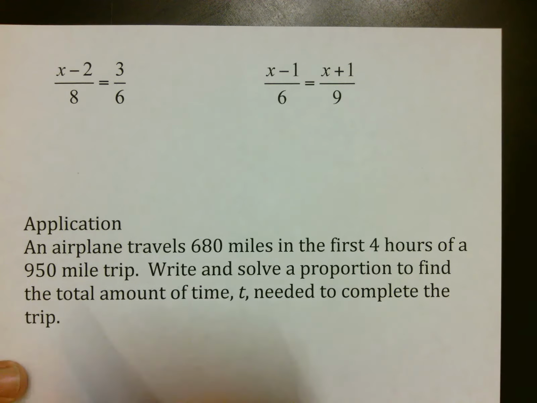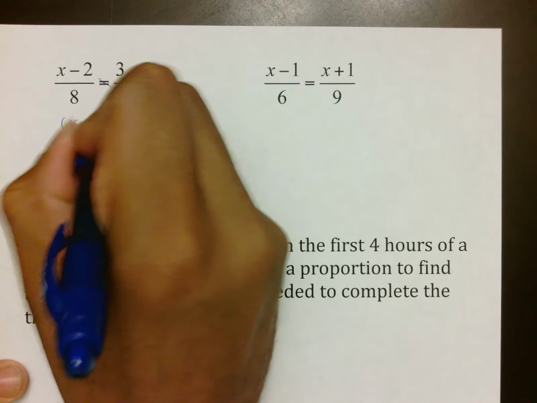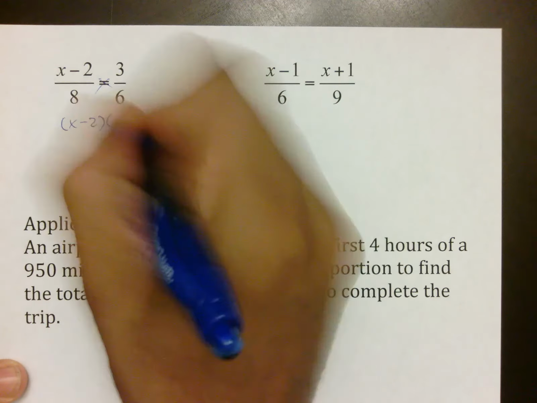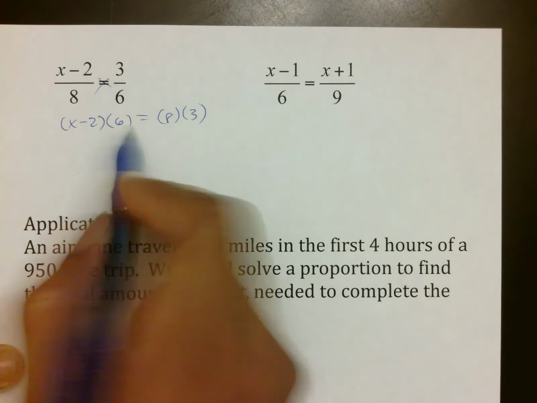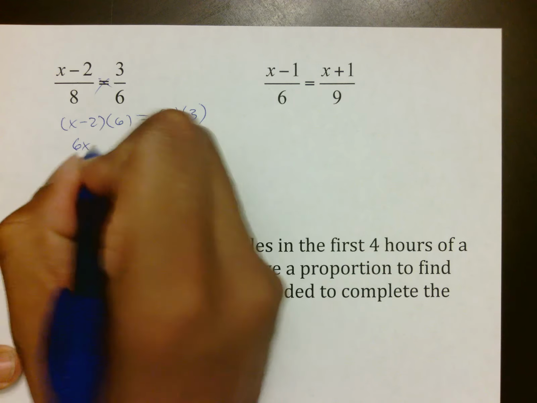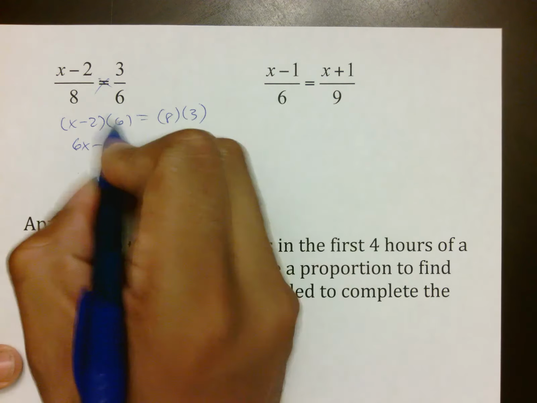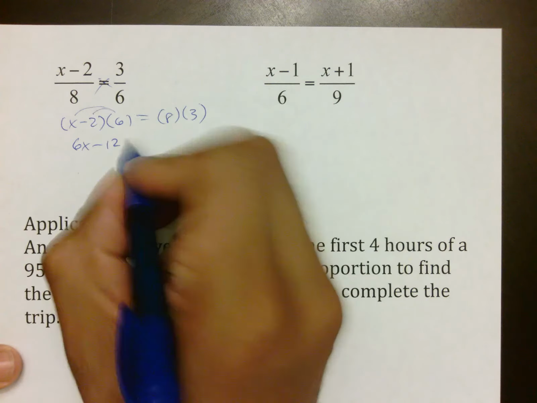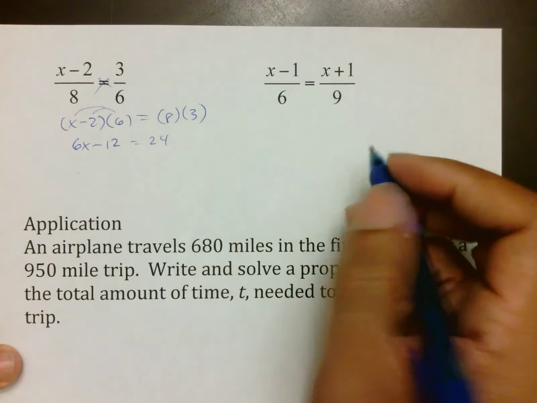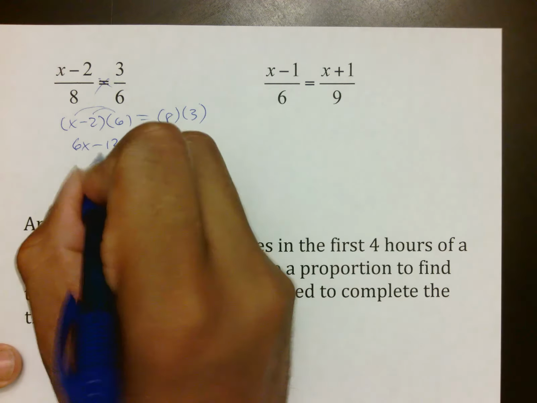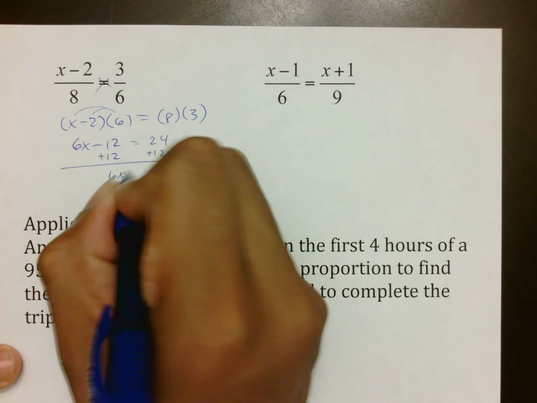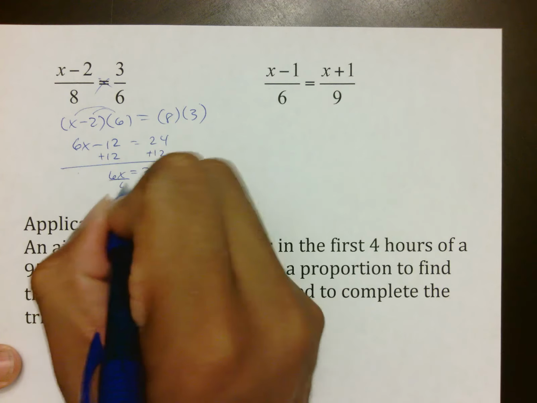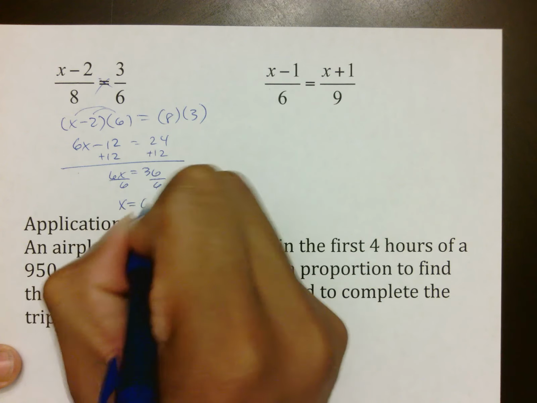The next one here, x minus 2 meets up with 6, and 8 meets up with 3. This, off of your distributive property, turns into 6x minus 12. Remember, it's going to be 6 times x and 6 times 2, and that equals 24. The next thing we do is solve by moving the number that's being added, so 6x equals 36. Then dividing by 6, you end up with x equals 6.